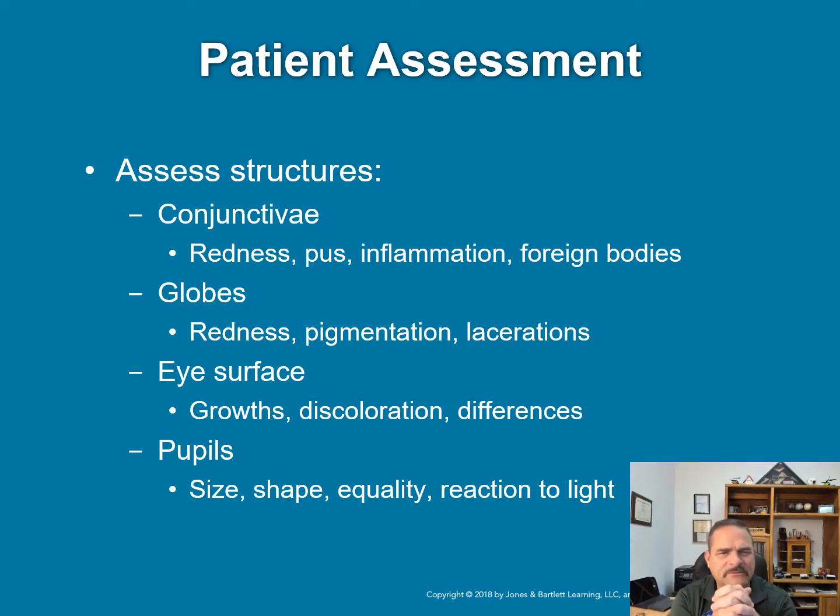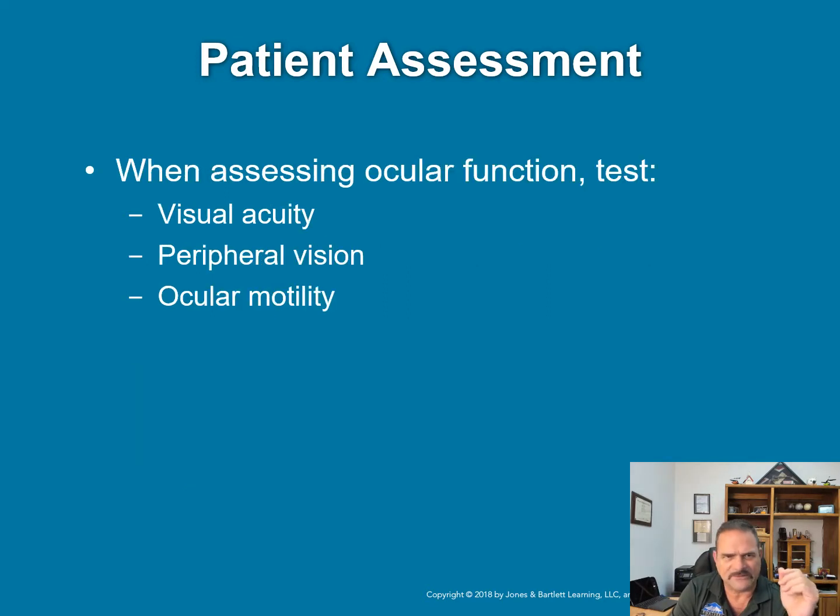What is the general size of the globes? Do the globes appear to be swollen or larger? Is one larger than the other side? Is there any redness or pigmentation in the globes themselves and any laceration? Then the eye surface: growth, discoloration, any differences from left to right. And then the pupils. We want to know shape, size, equality, and the reactions to light. We're looking at the eyes themselves and assessing for ocular function.